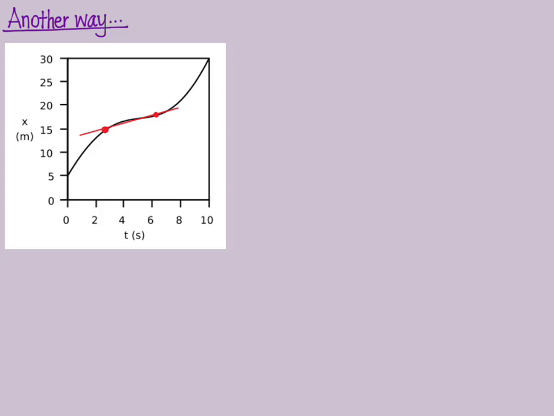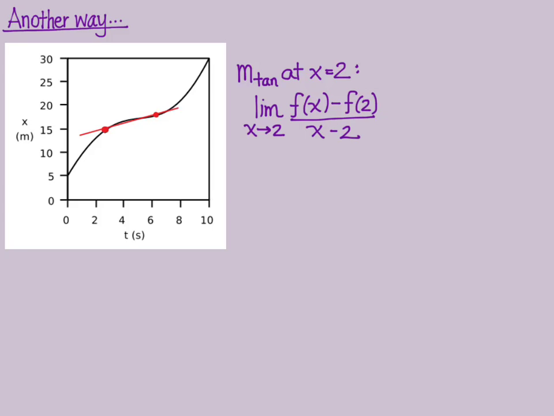Another way to see this, once again we've got the graph of our average velocity from 2 to 6. The slope of the tangent line at x equals 2 can be found by the limit as x goes to 2 of f of x minus f of 2 over x minus 2. Notice that we're taking the limit as x goes to 2. So once again, we're looking at the slope of the secant line as the 2 points get closer and closer together.